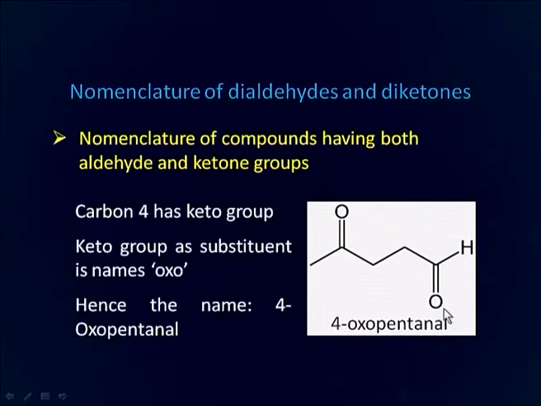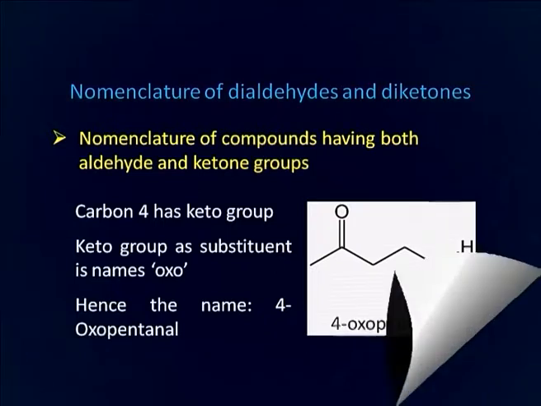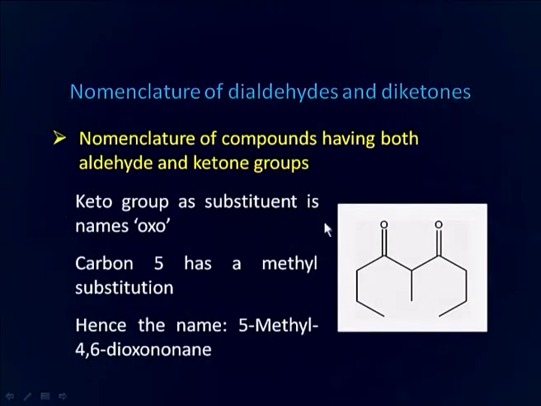We will now discuss one more example where the molecule has both aldehyde group as well as ketonic group. As in this case, we have aldehyde and ketonic group and the name of the molecule is 4-oxopentanal. Here in this example you can see that the molecule has 2 ketonic groups only, and that is why the molecule is named as 5-methyl-4,6-dioxononane.